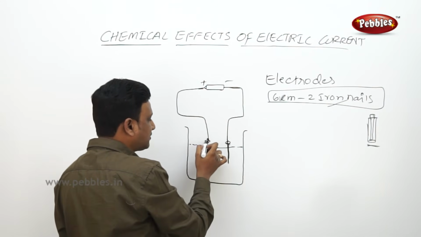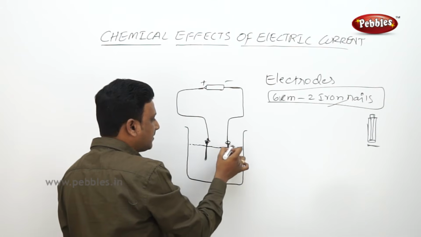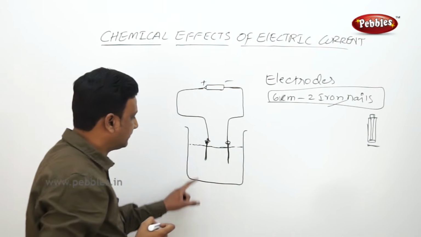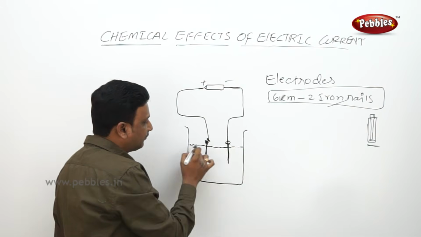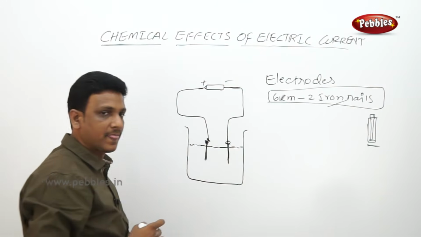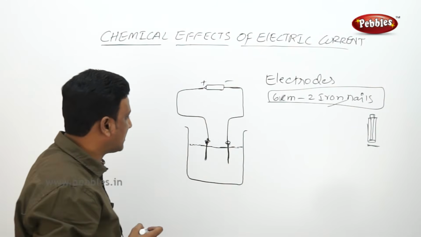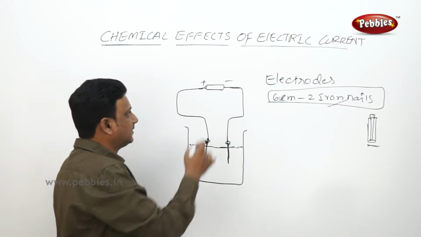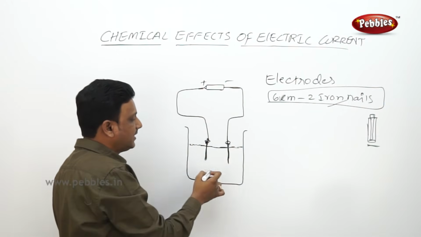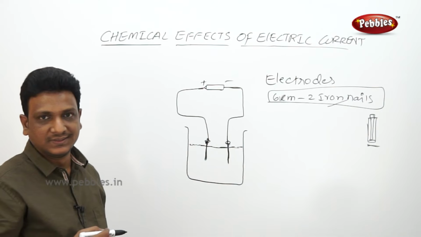See that the connection is made on the top, while the nail is immersed in the solution which you have taken. So the connections are above the level of the solution, not inside the solution. So this is how you arrange it. Okay, you fix it like this. Now it is connected, the circuit is complete. Here you have taken some solution.